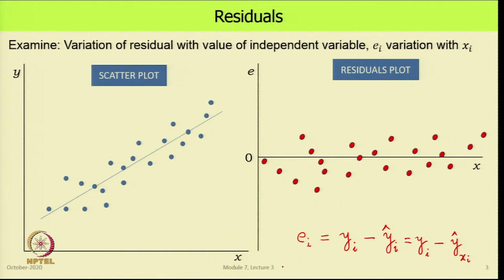Now, we look at a different aspect, which is by looking at the plot of residuals. On the left side, we have all these data points. The x axis is x, and y is plotted on the y axis. Each one of these represents a combination x_i, y_i. To that we did a regression, and our fitted curve is over here.